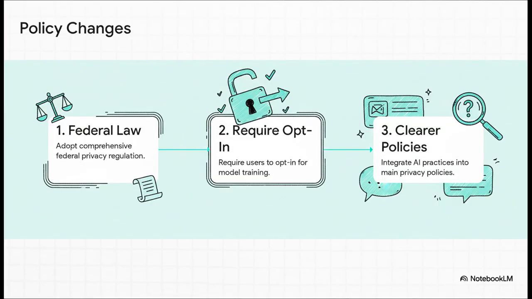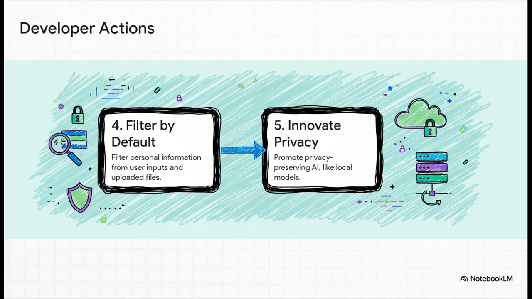All right, they lay out 5 key recommendations. The first 3 are about policy. They say we need comprehensive federal privacy regulation to fill the gaps. They also argue for requiring an active opt-in for model training instead of the current opt-out default. And third, companies should put all their AI data practices right in the main privacy policy, not hidden in some subdocument. The last two recommendations are more technical.